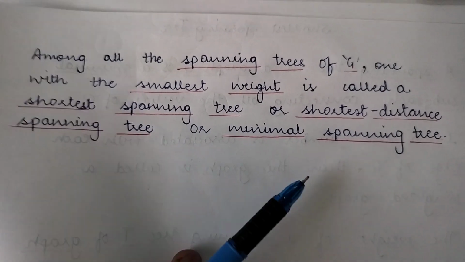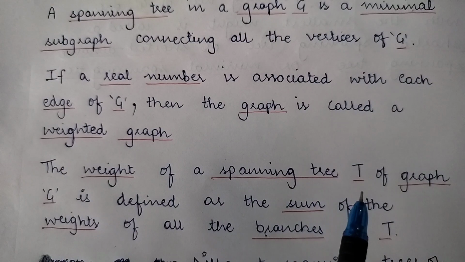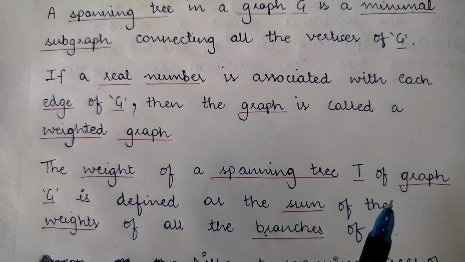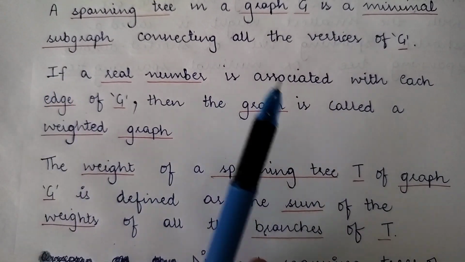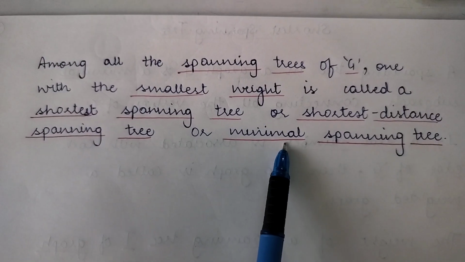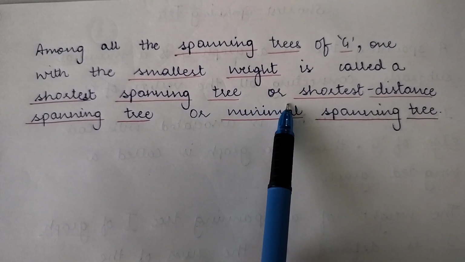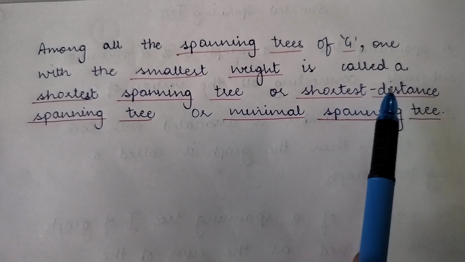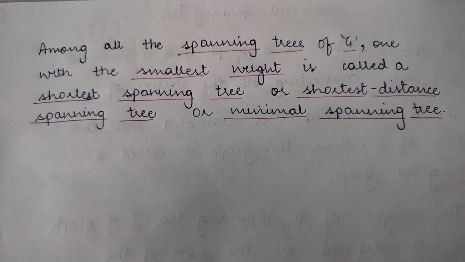And what is the weight of the spanning tree? As I just told you, the weight of the spanning tree thus will be the sum of the weights of all the branches of that particular spanning tree. And for this reason, different spanning trees will have different weights. Now, out of all these spanning trees, the one with the smallest weight will be called the shortest spanning tree. So that means among all the spanning trees of the graph G, one with the smallest weight is called a shortest spanning tree, and you may also call it by the name of shortest distance spanning tree or minimal spanning tree.